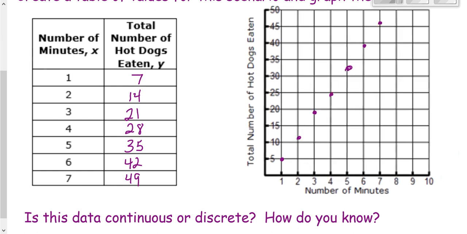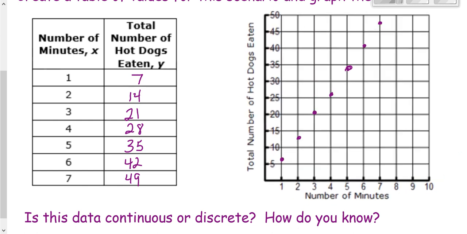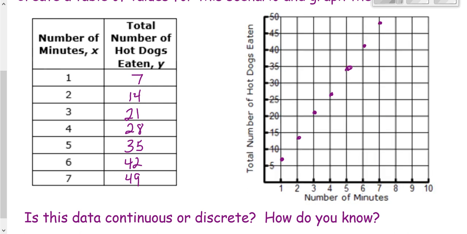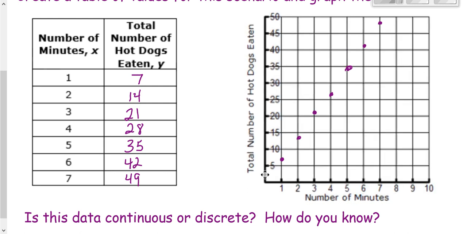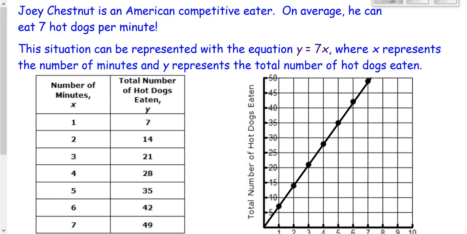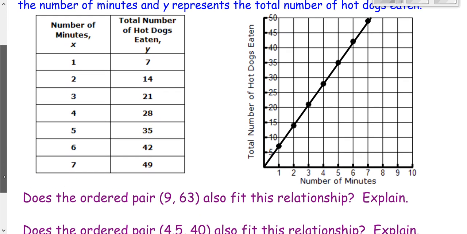Oops, I just messed all that up. Let me put that back in the right place. Let's see, 1 and 7. I think that's about right. Okay, so a continuous relationship, and connect all those points. Okay, so we have our table of values and we have our graph.